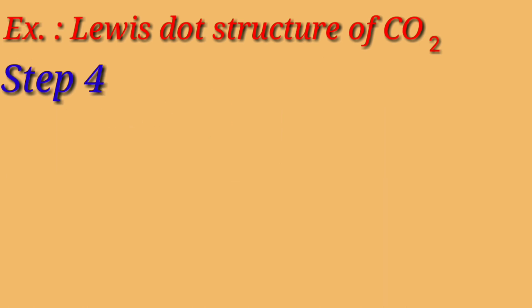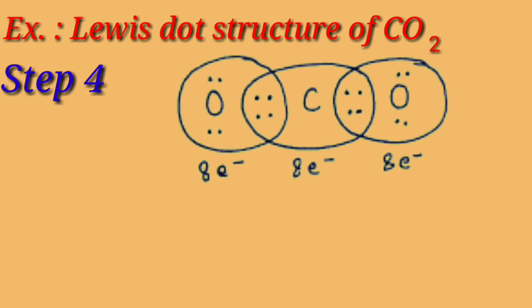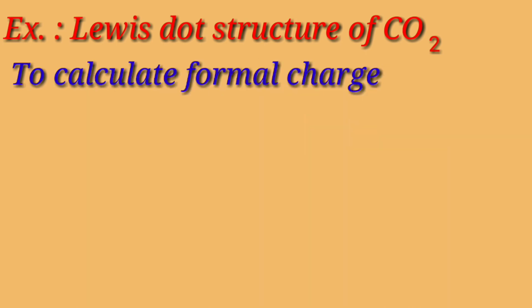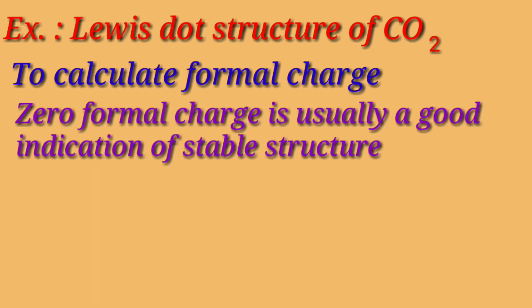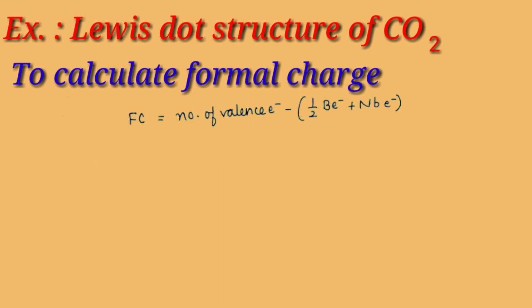Next step is, once the octet rule has been satisfied for each atom in a molecule, then you may replace each pair of dots between two atoms with a dash. And finally, we need to calculate formal charge. Remember, zero formal charge is usually a good indication of a stable or a correct structure. So let us calculate formal charge of carbon. We know the formula. Formal charge is equal to number of valence electrons minus half of bonding electrons plus non-bonding electrons.